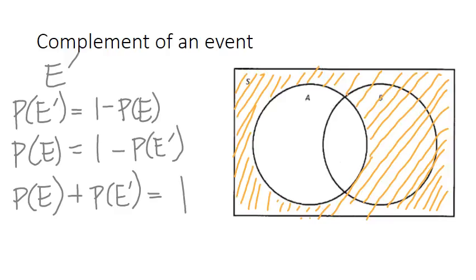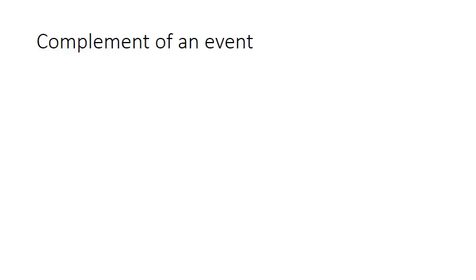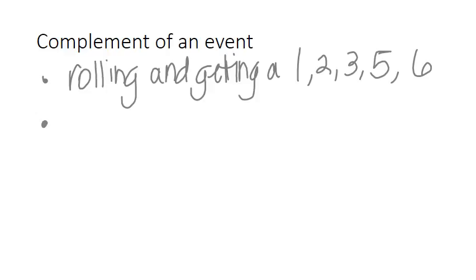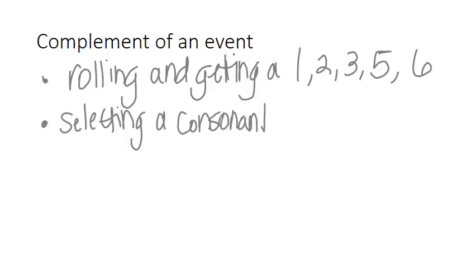So let's try to put this together with some examples. So the complement event. What is the complement of rolling a die and getting a 4? Well, its complement would be rolling a die and getting any number other than 4. So rolling and getting anything but a 4, which means I can get a 1, a 2, a 3, or a 5. Oh, or 6. That would be the complement of 4. What would be the complement of selecting a letter of the alphabet and getting a vowel? Well, what's the opposite of getting a vowel? Selecting a consonant. It would be the opposite.